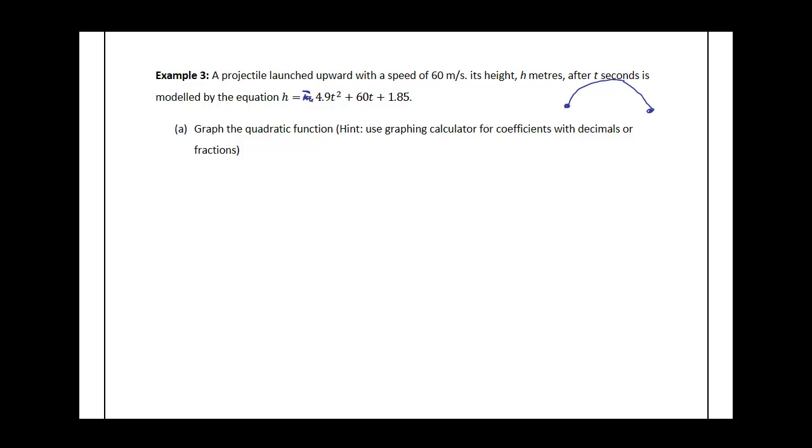So what we're going to look at right away with this example will demonstrate what I was talking about earlier. Part A says graph the quadratic function. Hint: use a graphing calculator for coefficients with decimals or fractions. Just like in this example, it has coefficients with decimals. So if you ever come across something that has decimals or fractions, please go ahead and use your graphing calculator to take a look at what the function looks like. So we're going to do that.